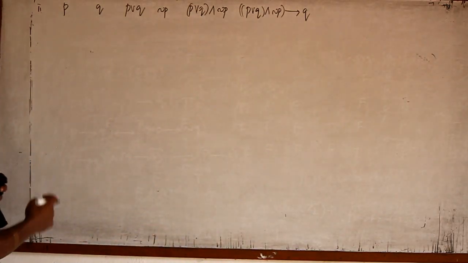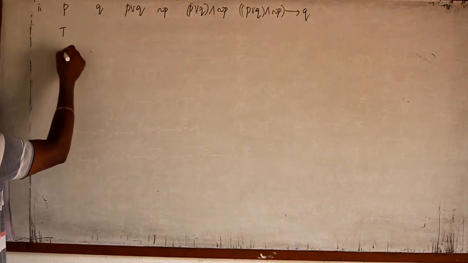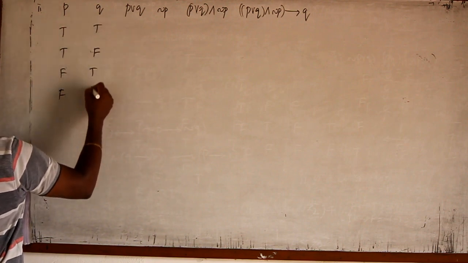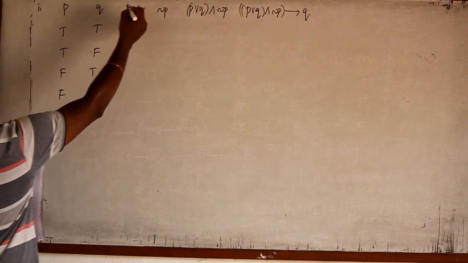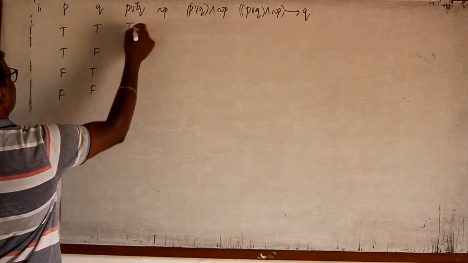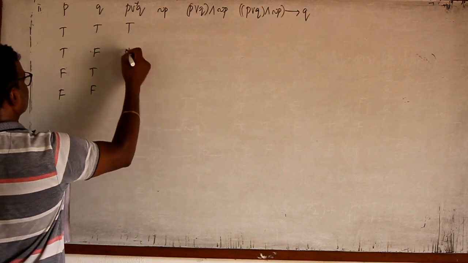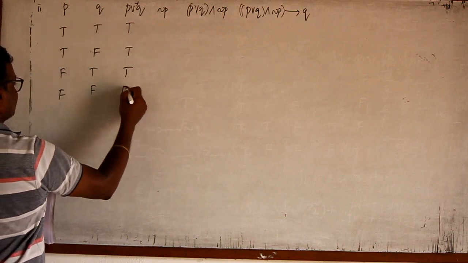Since only 2 sets, I need only 4 elements. So T, T, F, F. This is T, F, T, F. P ∨ Q means I must add. 1 plus 1 is 1. 1 plus 0 is 1. 0 plus 1 is 1. 0 plus 0 is false.